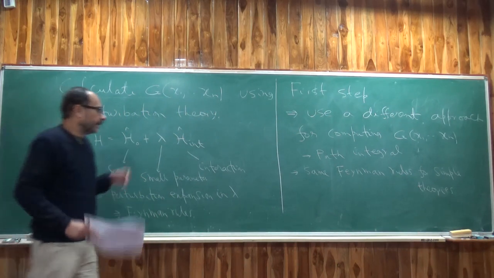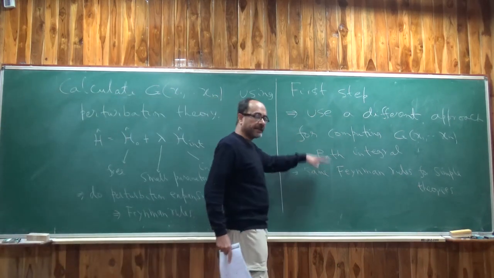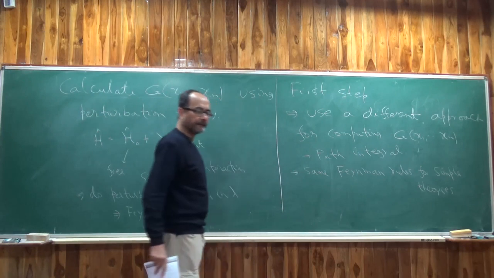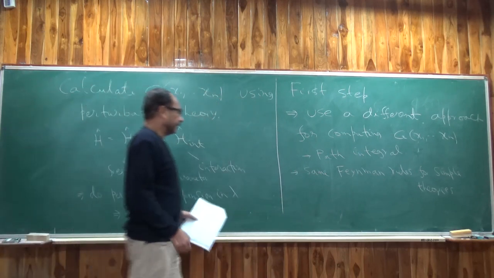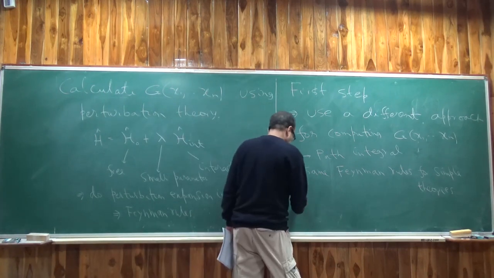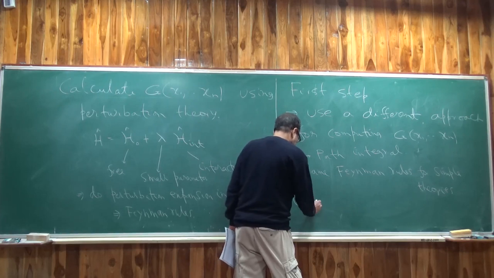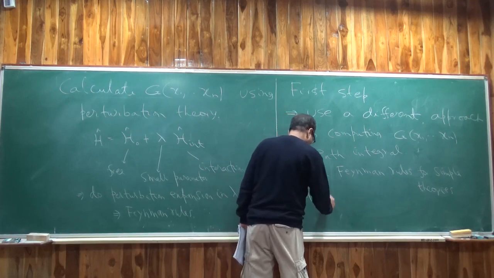Nevertheless, there are several advantages of this approach, using path integral. The first advantage is that it gives a manifestly Lorentz covariant formulation.